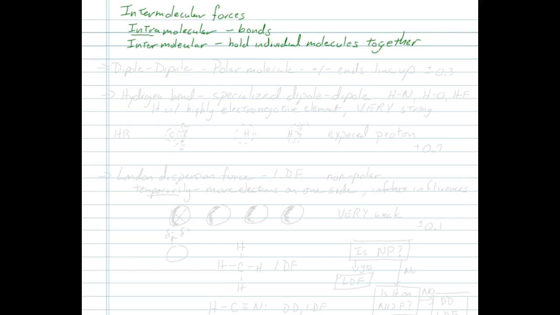The first of these is the dipole-dipole force. This is when you have a polar molecule and the positive and negative ends of the polar molecule line up. So the positive and negative ends line up, alternating, kind of like an ionic bond.